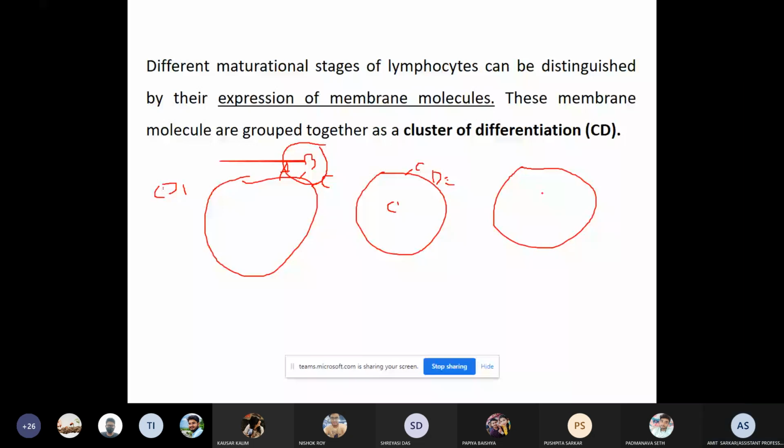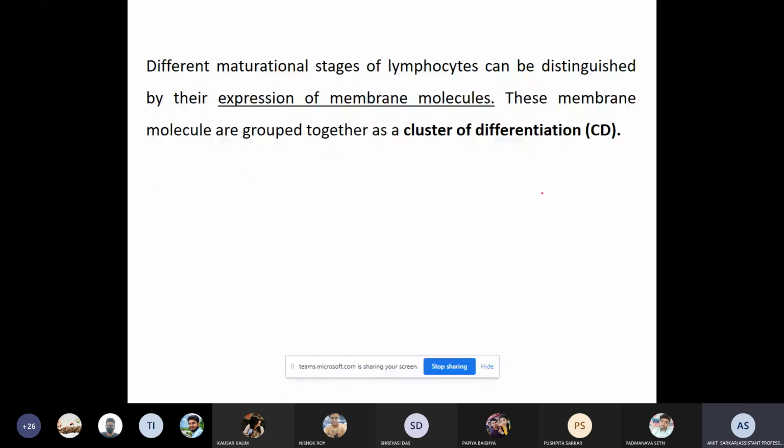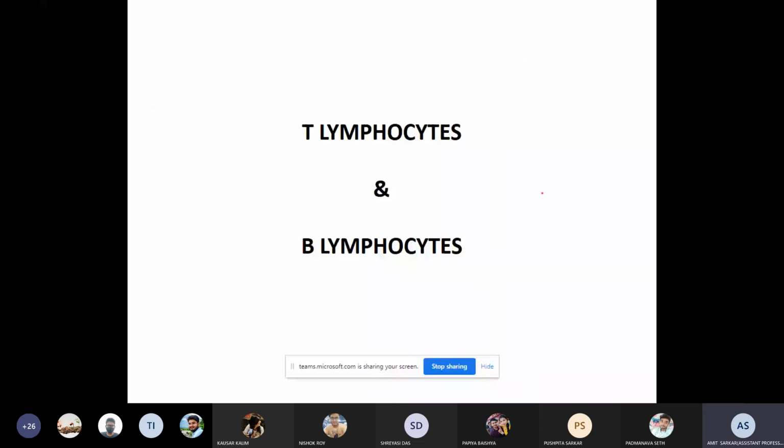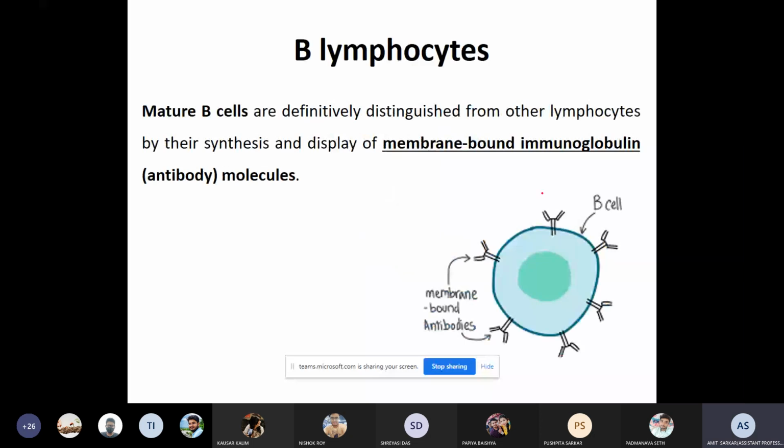Fine. So now we will be focusing more on the T lymphocyte and B lymphocyte and how they are working together. First, the B lymphocyte once again. From this point on, maybe it will be a little bit complex. So we have to understand the concept here.